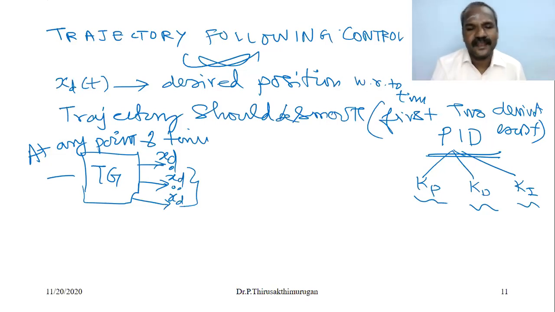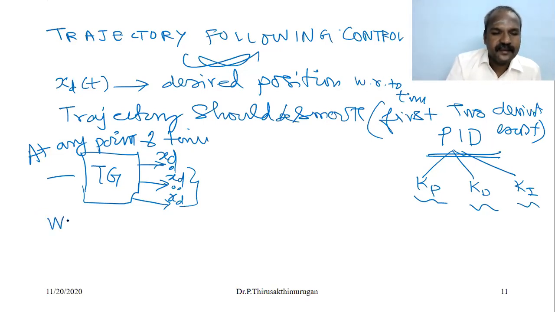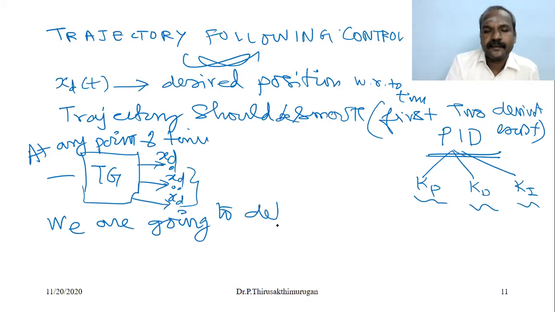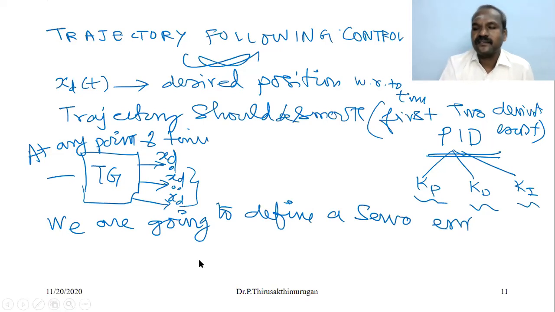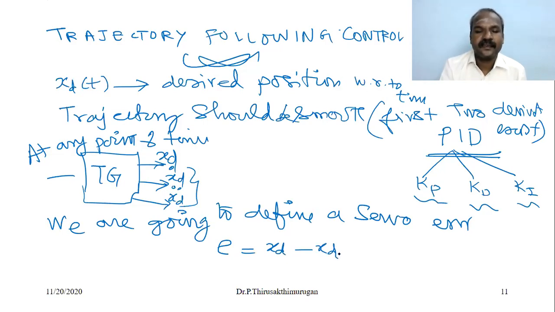So we define a servo error. What is servo error? The error between xd and x. Say for servo error E, what is E? E equals xd minus x. What is the derivative of error? E dot equals xd dot minus x dot.